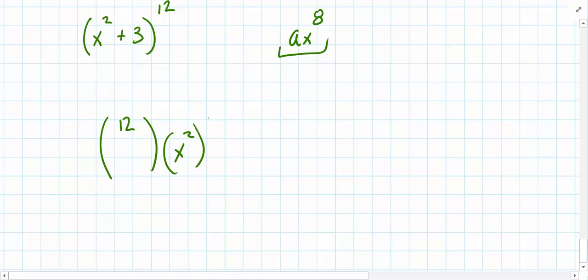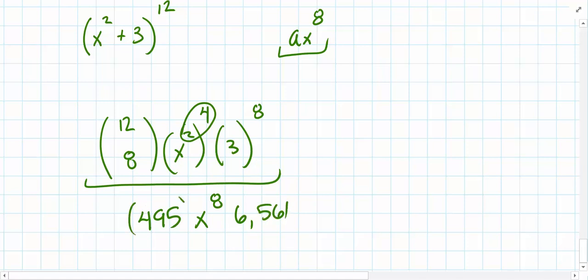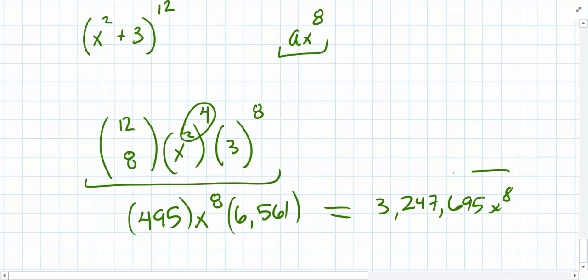So I need a 4 on the outside there. That means I'm going to have a 3 to the 8th power left over because 4 and 8 add to 12. That means that 8 is going here. So when this is all said and done, I do 12 choose 8. I get 495. I have an x to the 8th now because x squared to the 4th is x to the 8th. 3 to the 8th is 6,561. Multiply these two together, and you end up with 3,247,695 x to the 8th. And there you guys go.